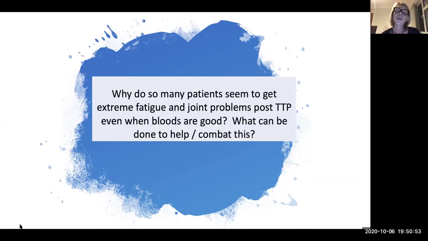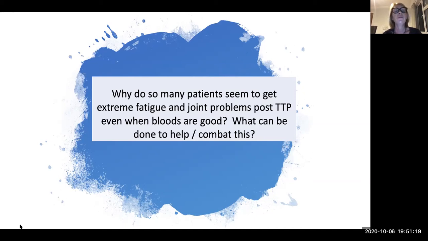So why do so many patients seem to get extreme fatigue and joint problems post-TTP even when the bloods are good? And what can be done to help or combat this? Firstly, aches are significant symptoms in some patients after a diagnosis of TTP in follow-up.